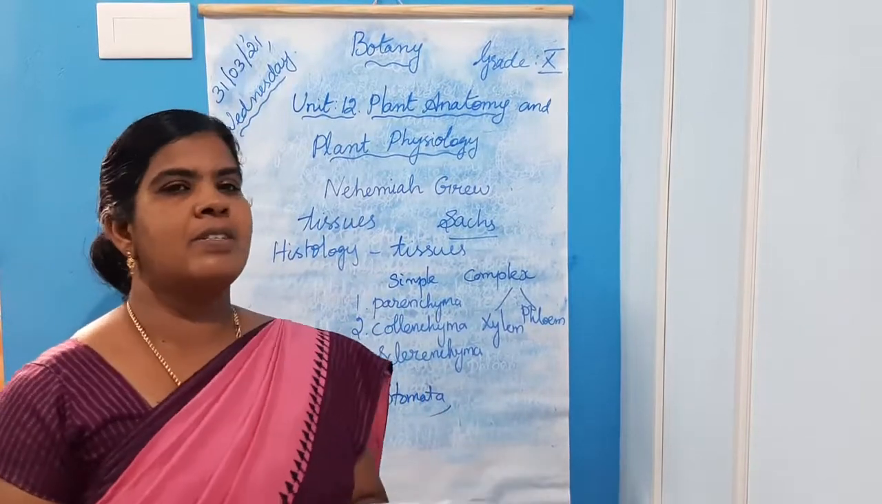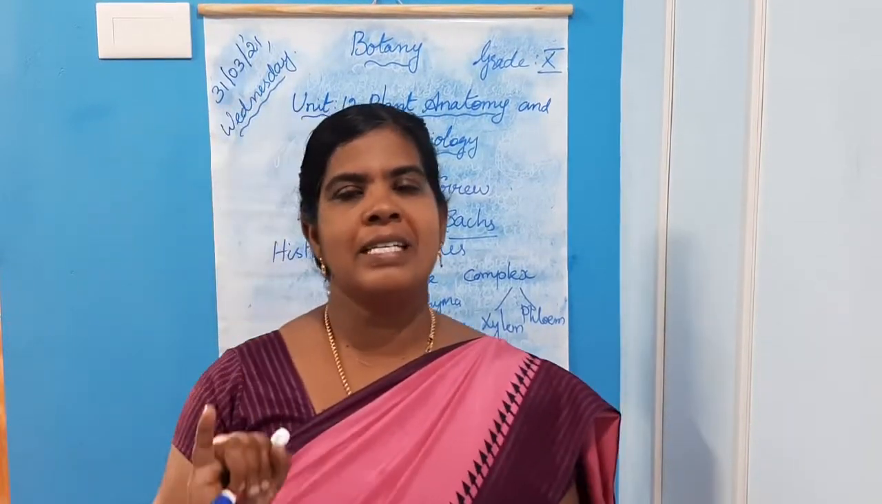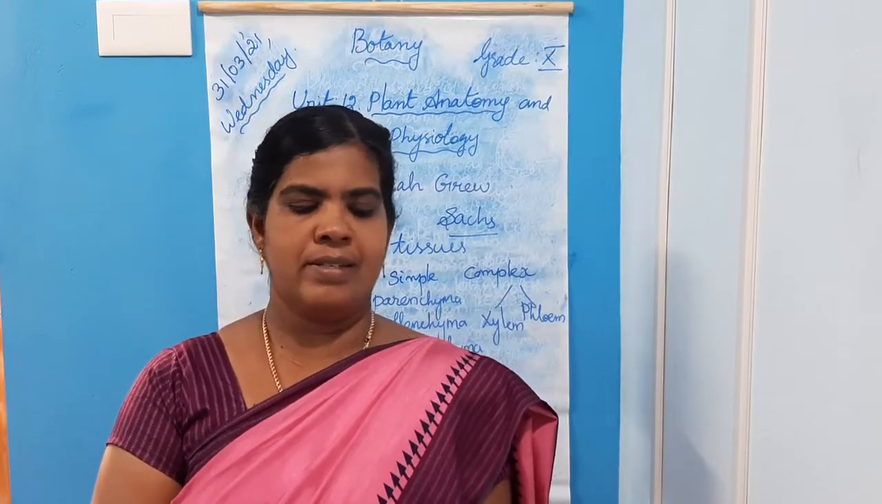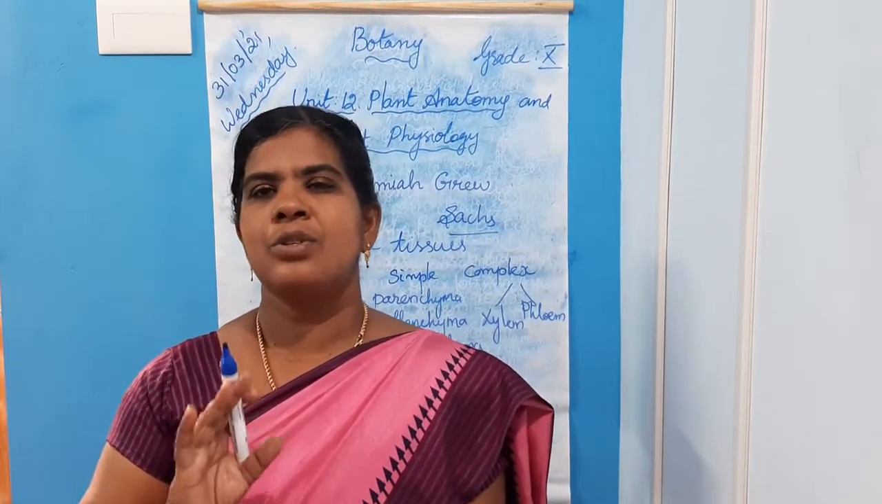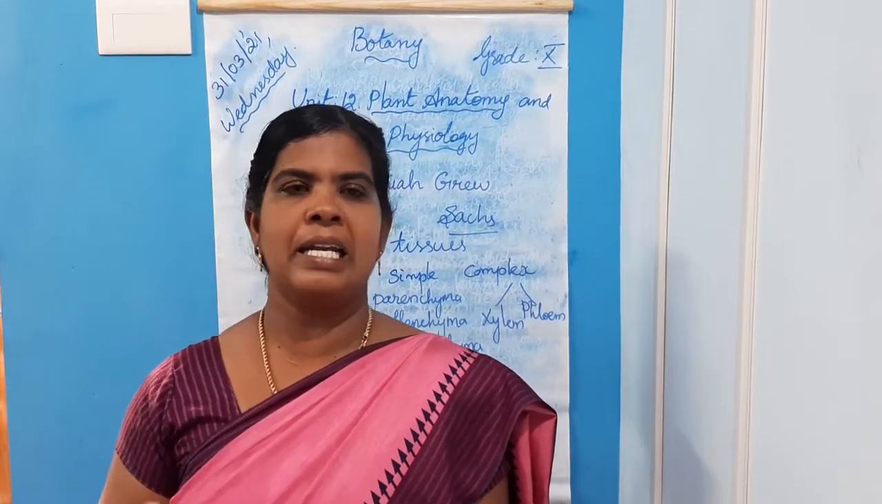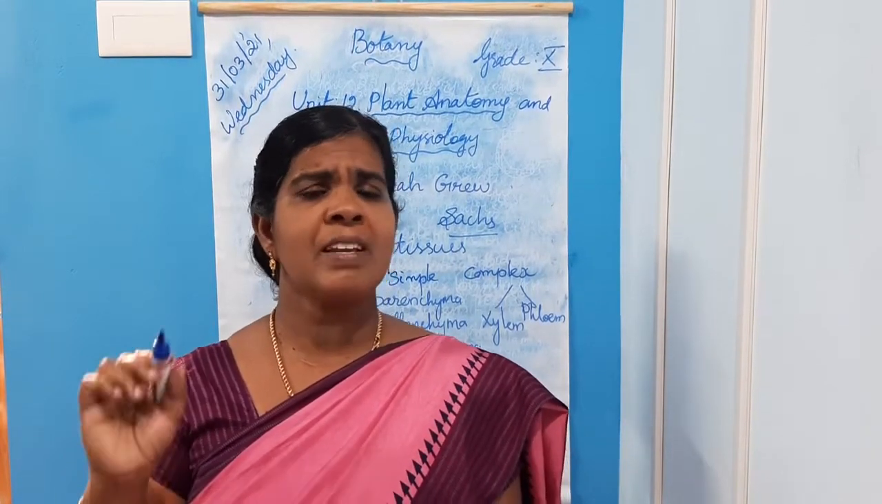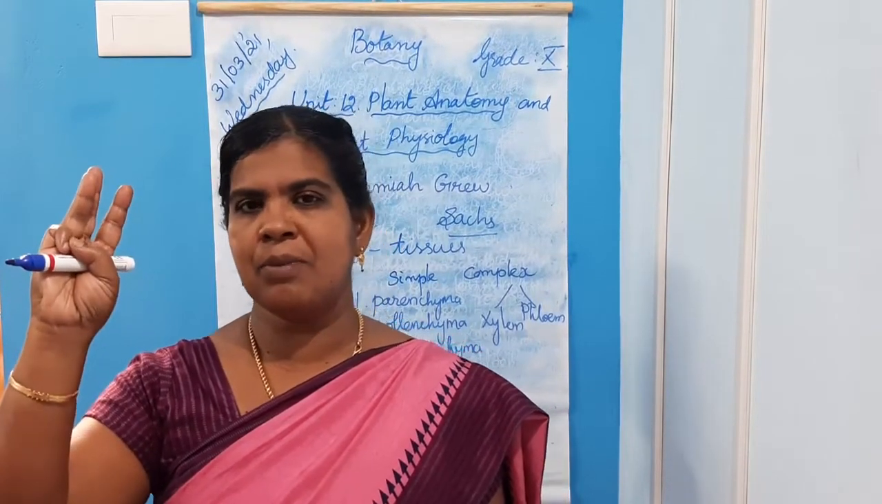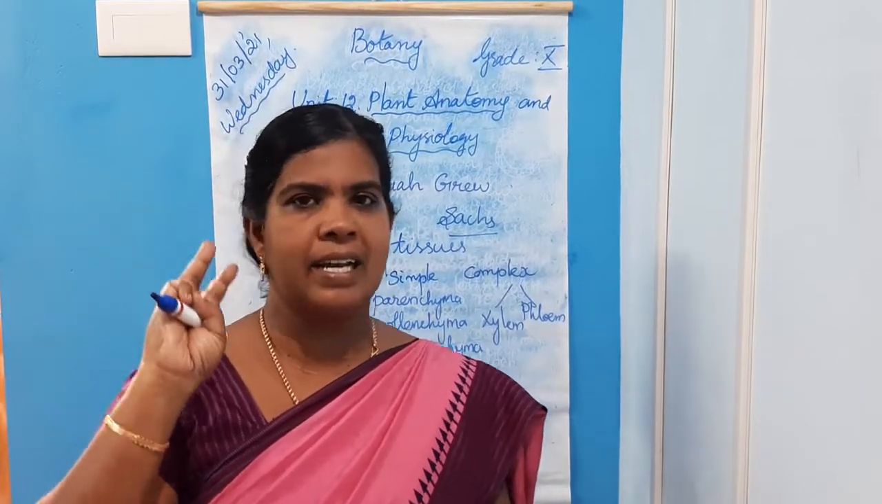Okay, so first about the epidermis. Next, what is the second one? It is the ground tissue system. This tissue system includes all the tissues of the plant except the vascular tissues as well as the epidermis. There are three types of tissue systems as recognized.